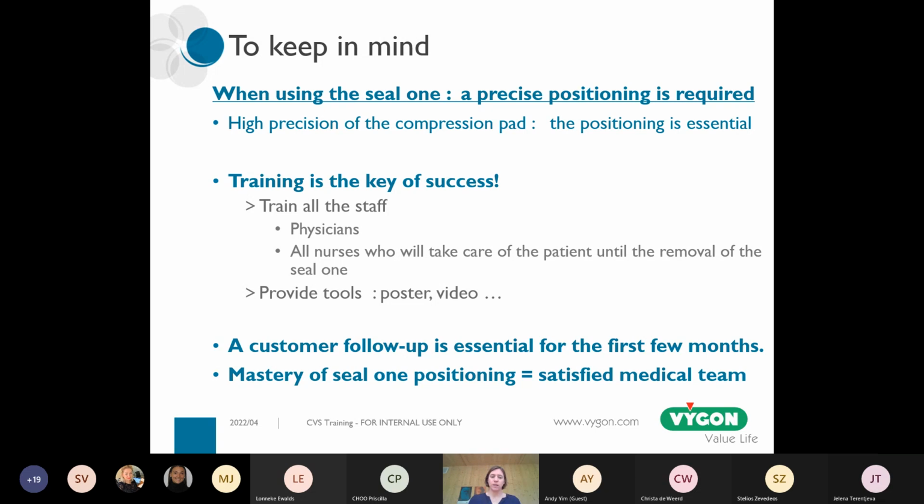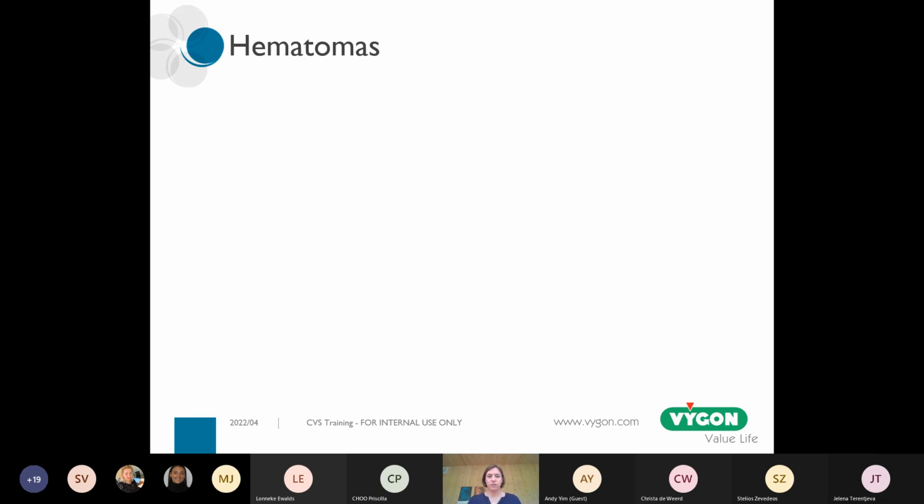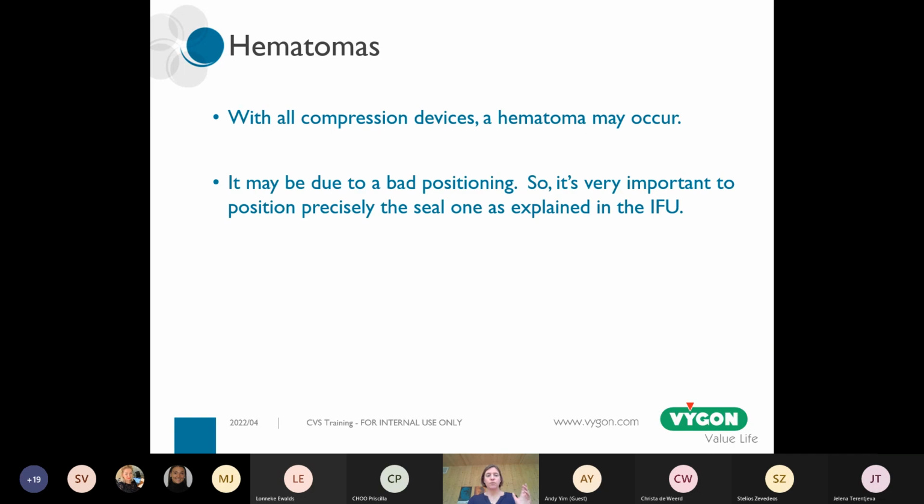So it's very interesting. Just a few words about hematomas. You know, when you puncture an artery, you could have a hematoma, and sometimes the hematoma could be due to a bad positioning of the compression device. So it's important to position precisely, but now you know that. And in case of hematoma, the team will follow the hospital's hematoma protocol.